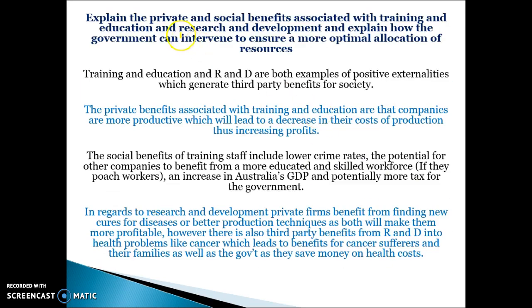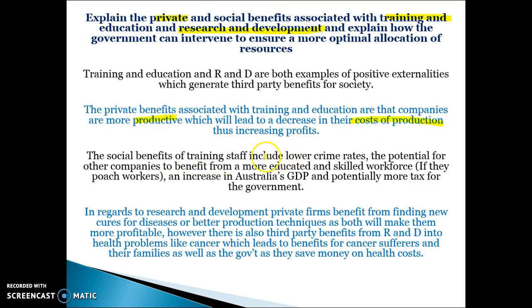Explain the private and social benefits associated with training and education, and research and development, and explain how governments can intervene to assure a more socially optimal allocation of resources. Okay, they're both examples of positive externalities which generate third-party benefits for society. The private benefits associated with training and education are that companies are more productive, which can lower their costs of production and increase their profits.